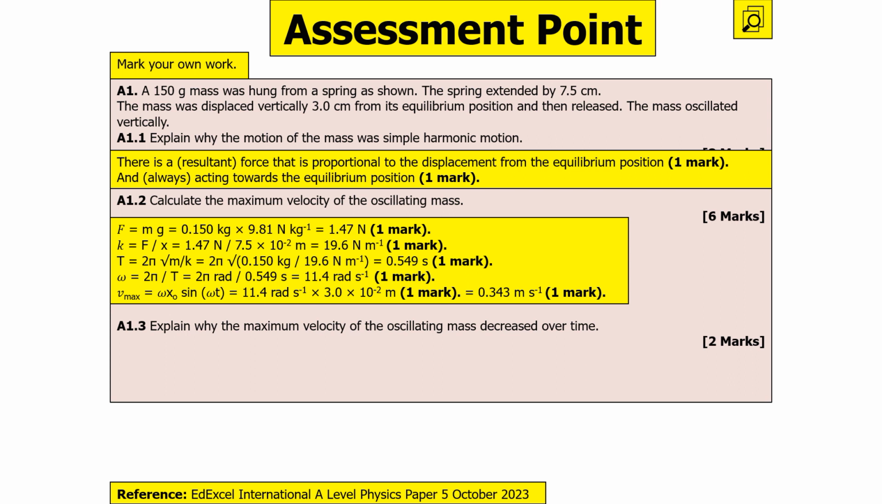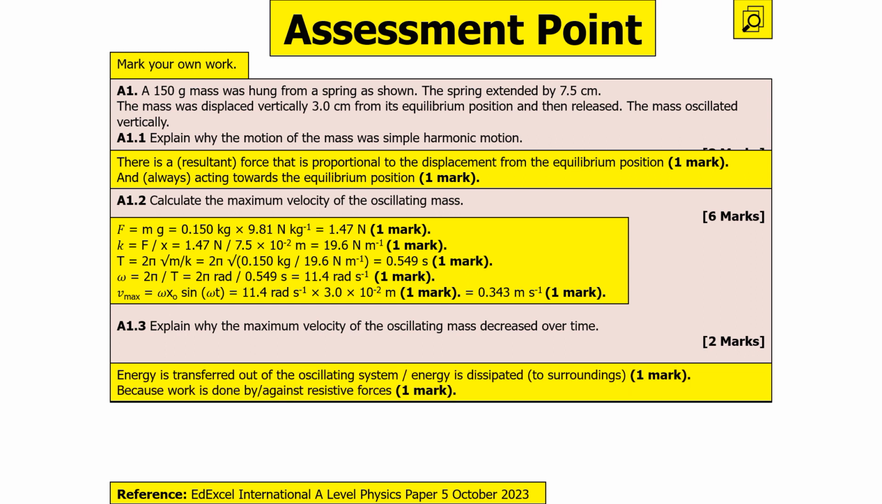And then we get 0.343 meters per second. Now the maximum velocity will decrease over time because you've got damping forces there. They dissipate energy to the surroundings from the system, and damping is when you do work against those resistive forces.